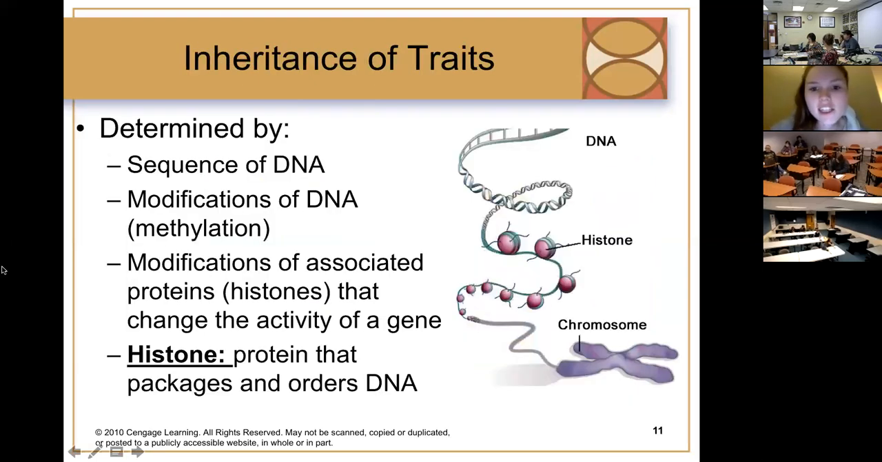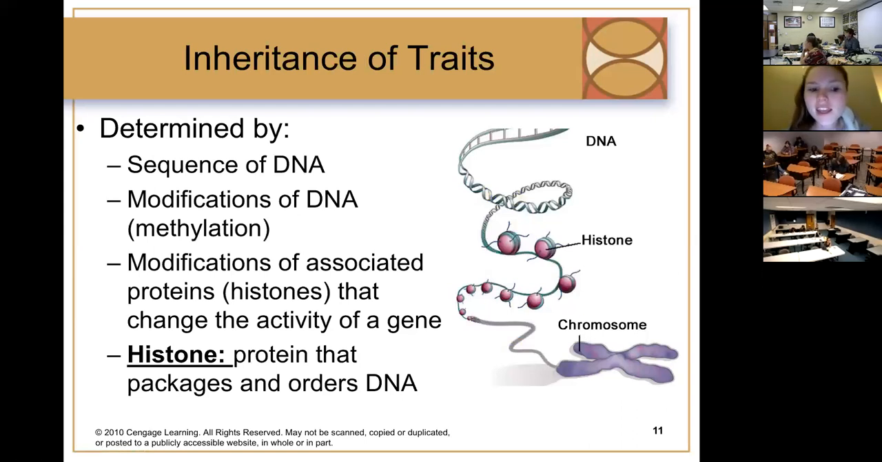So the inheritance of traits is determined by a number of different factors. So it's determined by the sequence of the DNA, because remember I said you always have those same pairings, but the order that they might be in is going to vary. So someone may have an A and a T and a C and a G, and someone else at that same spot may have 2 ATs. Does that make sense? So the sequence that those pairs are in is what makes up your DNA.